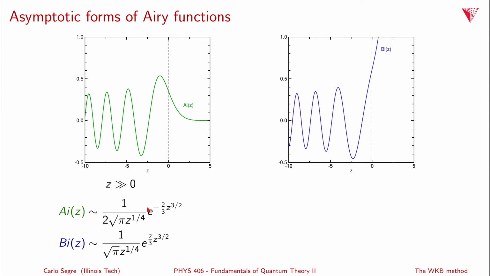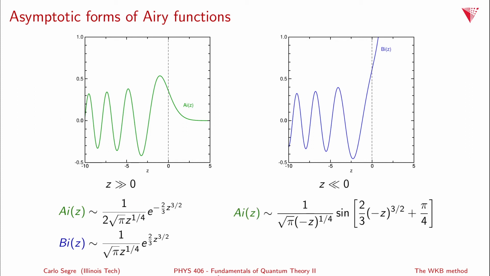So we have one exponentially decaying function when z is much, much greater than 0, and one exponentially rising function when z is much, much bigger than 0. And that's what these graphs show as well. What about when z is much, much less than 0? Well, when z is much, much less than 0, then Ai of z becomes 1 over square root of pi times minus z to the 1/4 times sine of 2/3 minus z to the 3/2 plus pi over 4. And that's over here. It's clearly an oscillatory function.